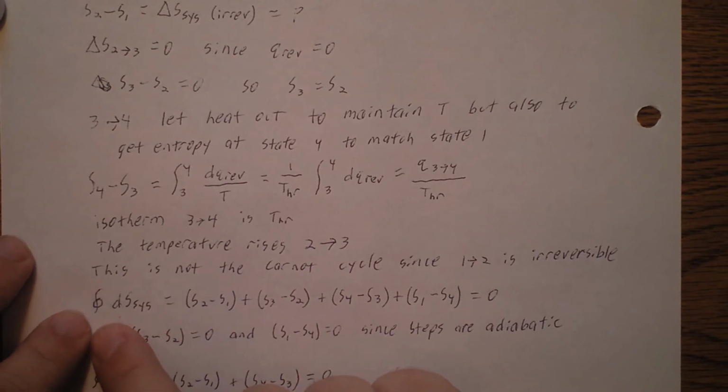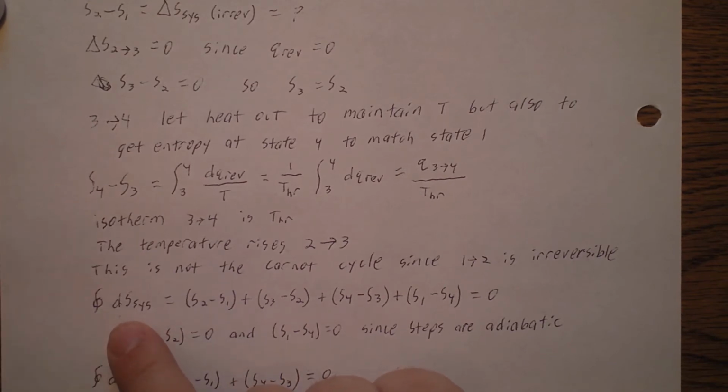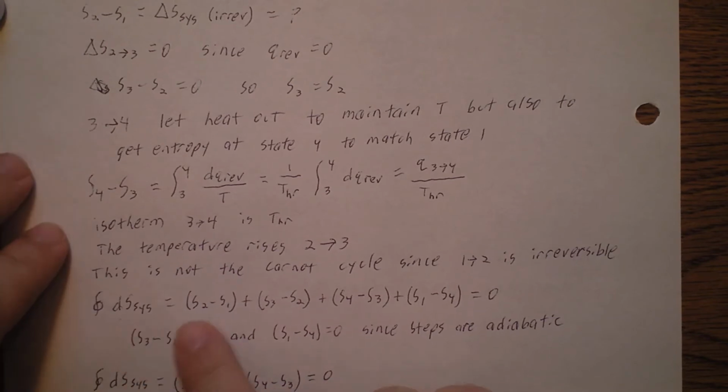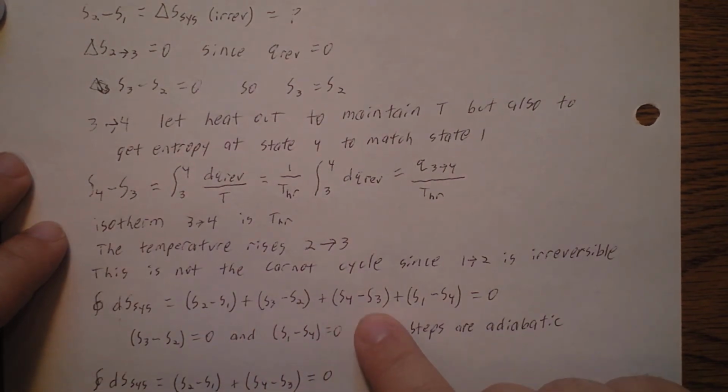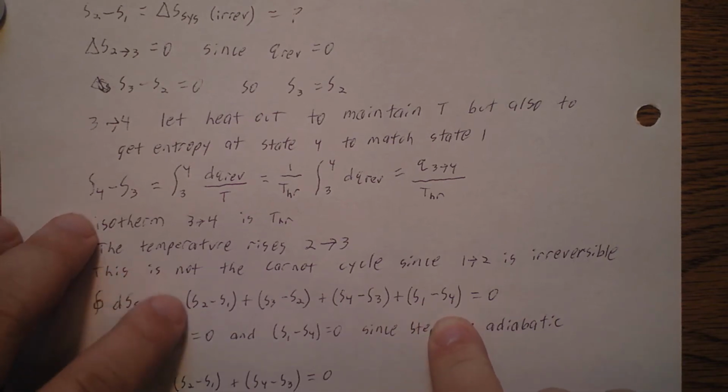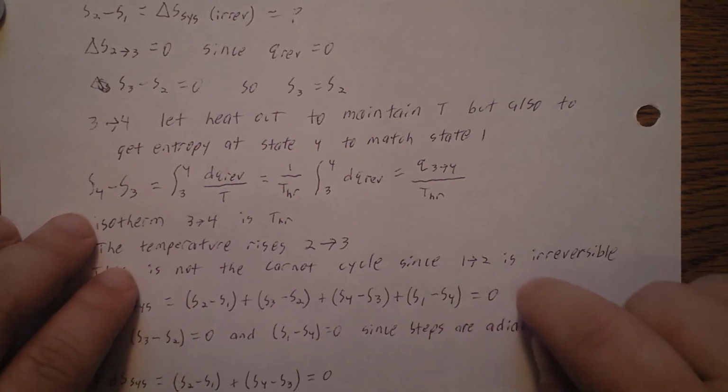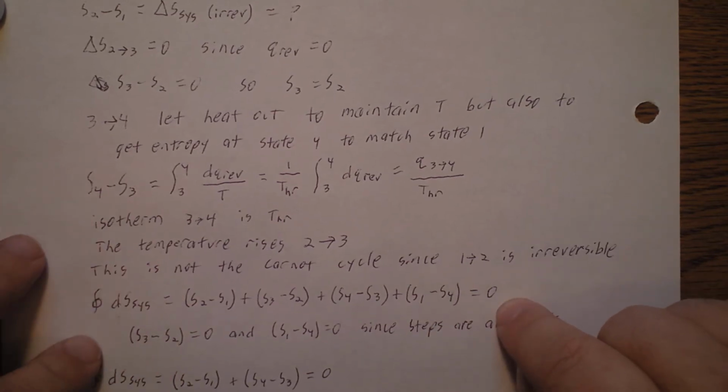So anyway, the cyclic integral of the differential of the entropy of the system is equal to just the entropy at state 2 minus state 1, plus the entropy at state 3 minus the entropy at state 2, plus the entropy at state 4 minus the entropy at state 3, plus the entropy at state 1 minus the entropy at state 4. You'll notice all those cancel out, so even if you didn't know anything about entropy, you should be able to figure out algebraically it's got to be equal to 0.